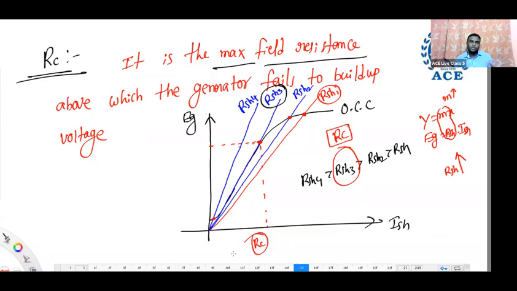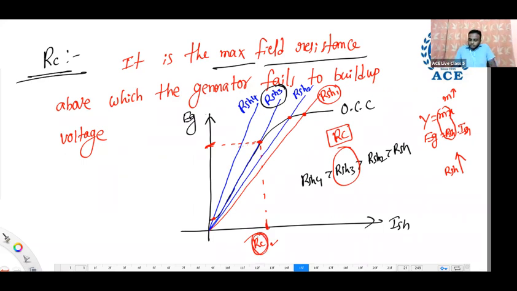But in objective type examinations you will not get questions on graphs. Only in the mains examination will they ask this type of question: find the critical resistance value. They will give one tabular column of practical readings, and based on that we have to draw the OCC and find this RC value, the critical field resistance. Draw the tangent to the OCC, and at the maximum touching point, measure the voltage and the field current, and take the ratio of the two. That is the critical field resistance value.